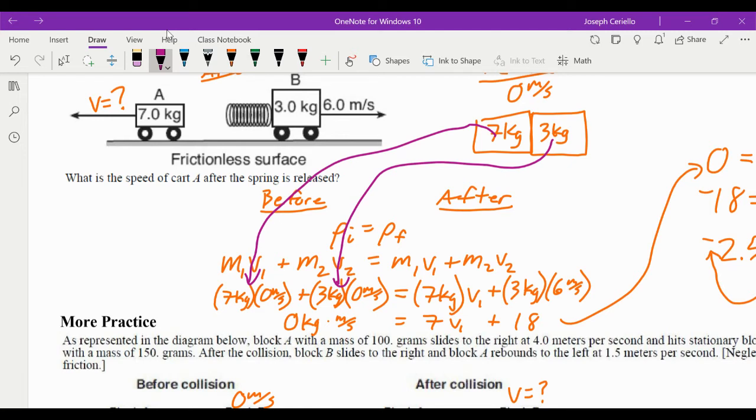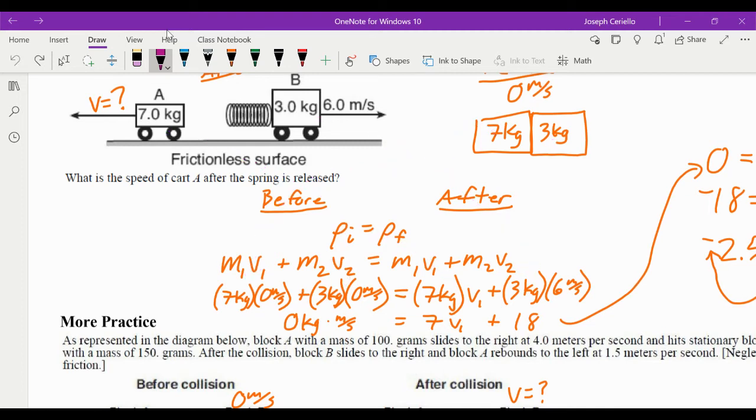After they're released, the 3 kilogram car is going 6 meters per second, so I throw that over here. And the 7 kilogram car, well, we don't know its velocity. All right, so that's how we fill this in. We take our before picture, use it to plug in values on the before side, and we have the after picture, use that to plug in values on the after side. We have one unknown.